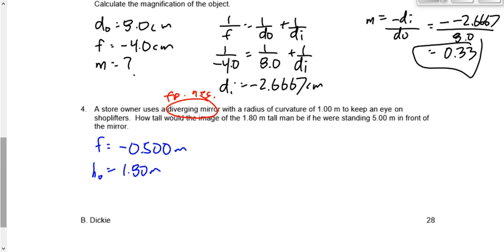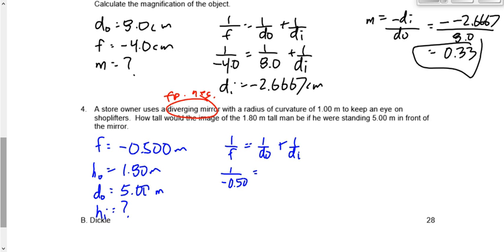So ho is, we're going to assume, positive 1.80. What's the 5.00 meters thing? That's going to be do. That's where he's standing. And what are we looking for here? The image height, hi. Any ideas? Use the 1 over f equals 1 over do plus 1 over di equation to get di. So let's get di here. 1 over negative 0.50 equals 1 over 5 plus 1 over di. Get di.